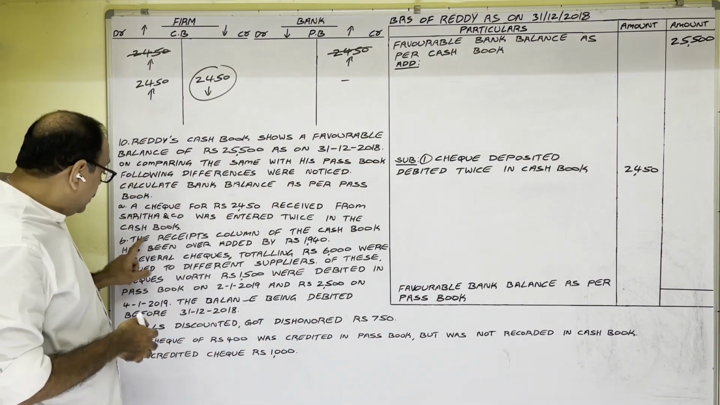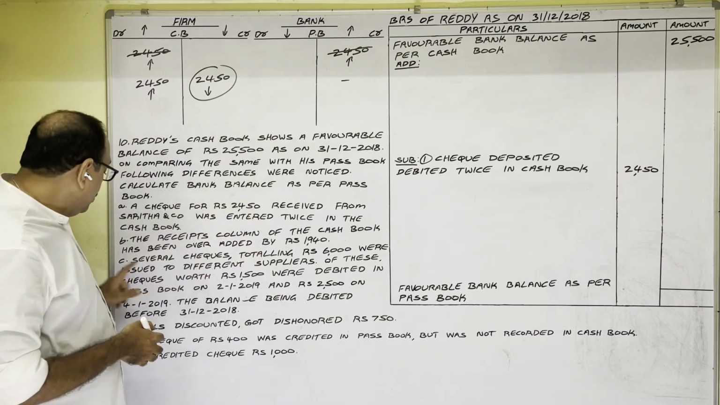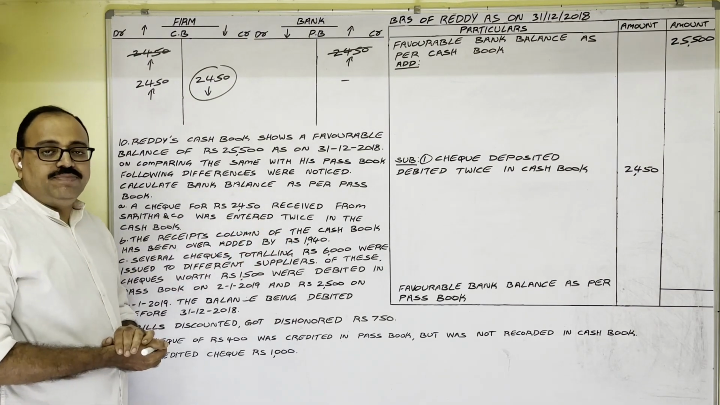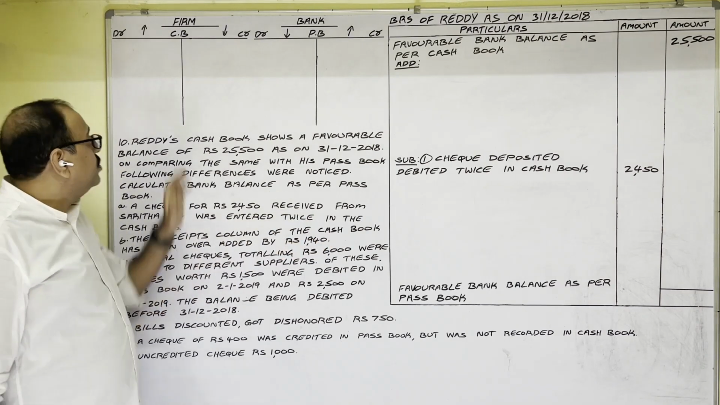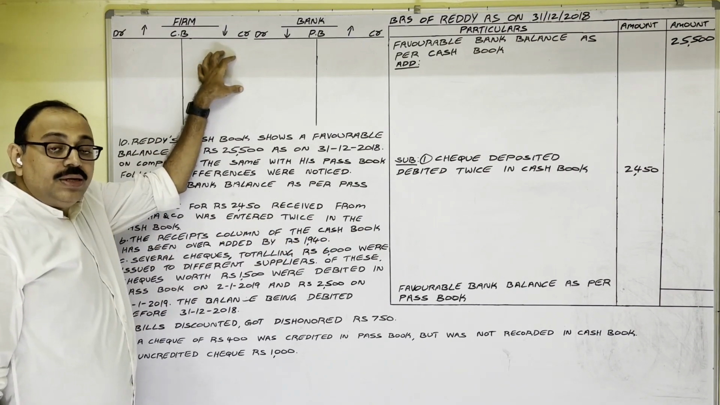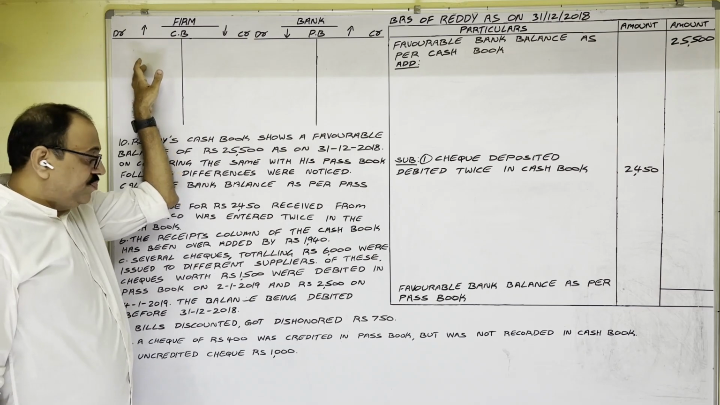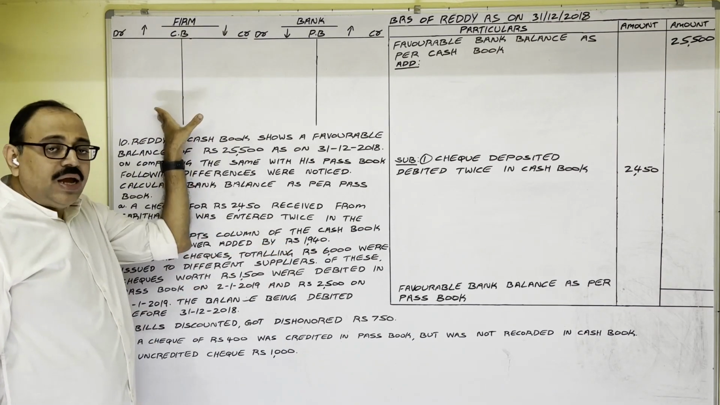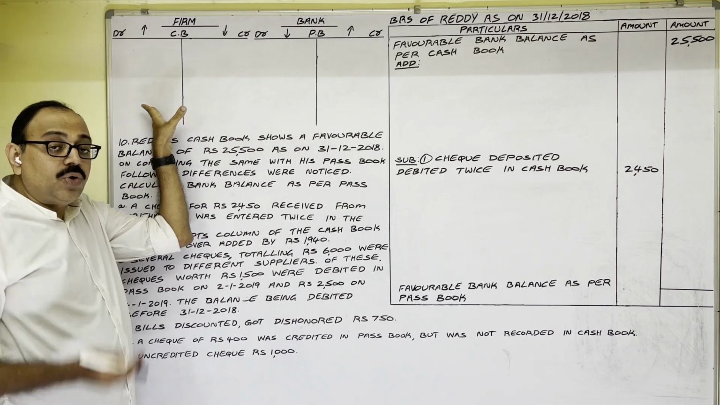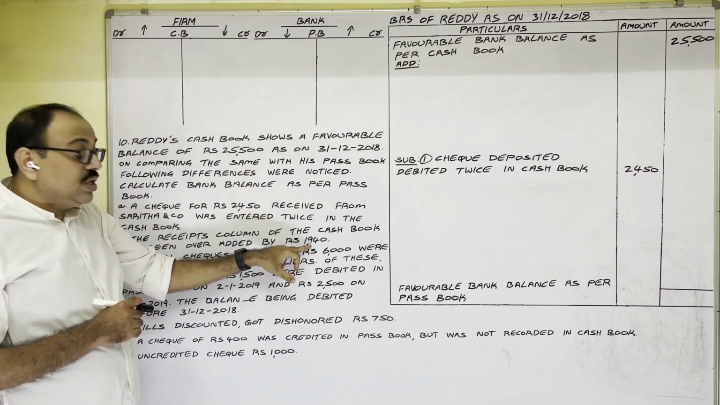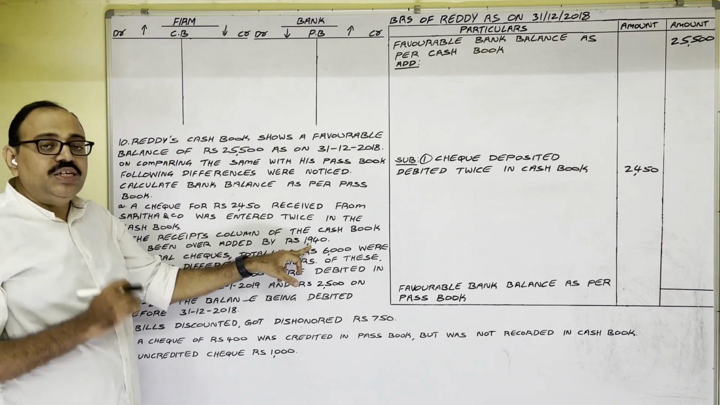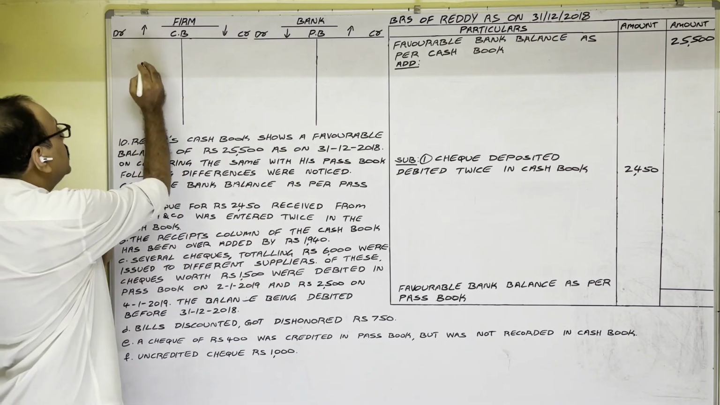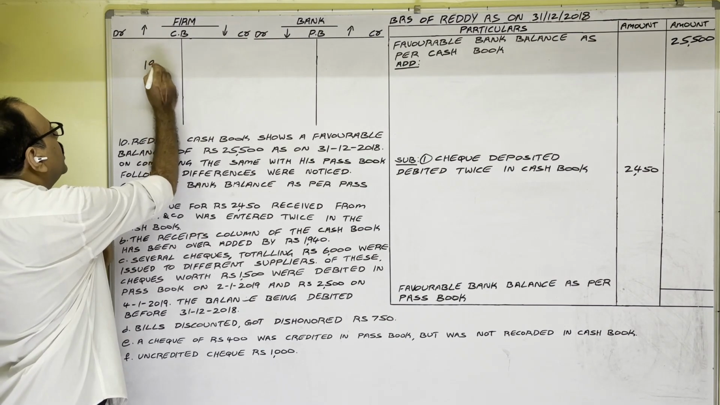Come to B bit. The receipt column of the cash book has been over added by 1,940. The cash book has 2 columns, the debit column and the credit column. The receipt column means the debit column. What happened in the debit column? They wrote some amounts and while totaling, they totaled an extra 1,940. Because of this mistake, as per the cash book, the bank balance increases by 1,940.